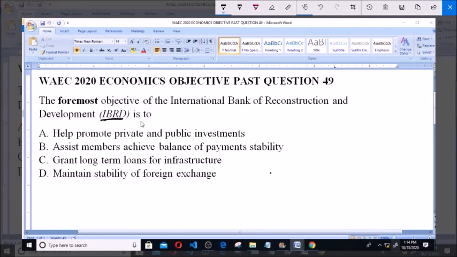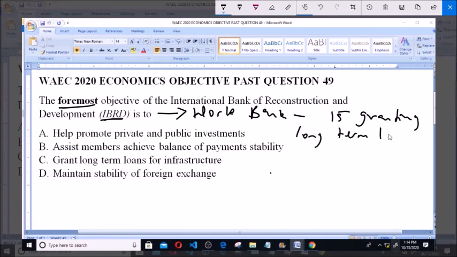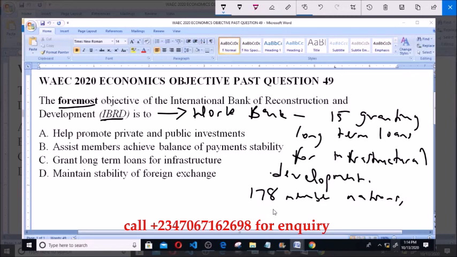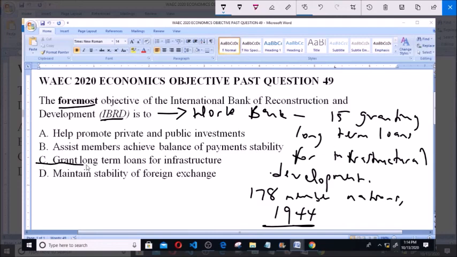Now, the IBRD, the International Bank of Reconstruction and Development, is popularly known as the World Bank. And its foremost or primary objective is granting long-term loans for infrastructural development. The World Bank has about 178 member nations and was established in 1944 for this purpose of granting long-term loans for infrastructural development. And option C says grant long-term loans for infrastructure. So as we have established, option C is the correct answer to this question.